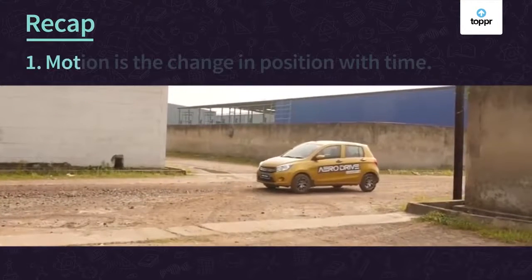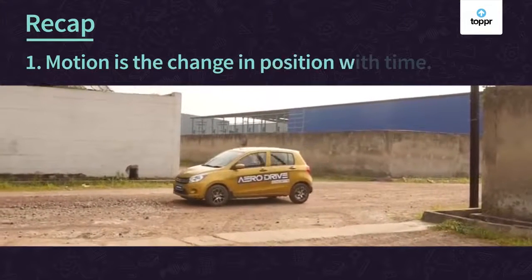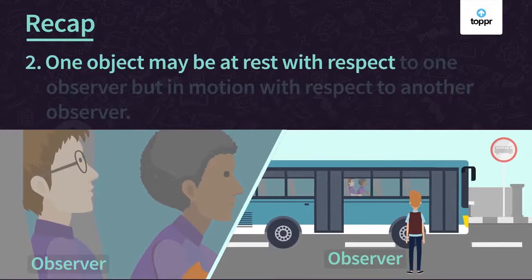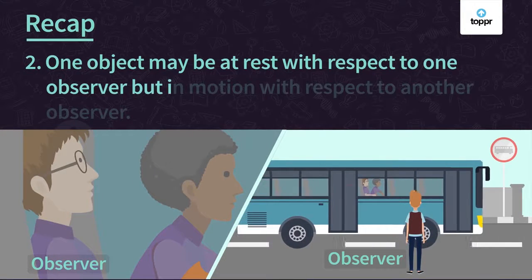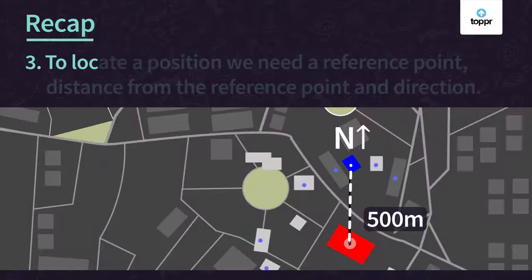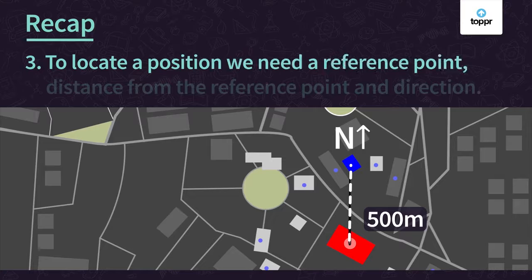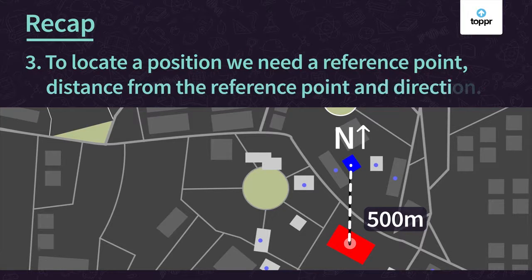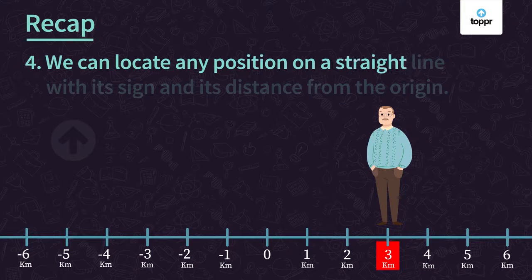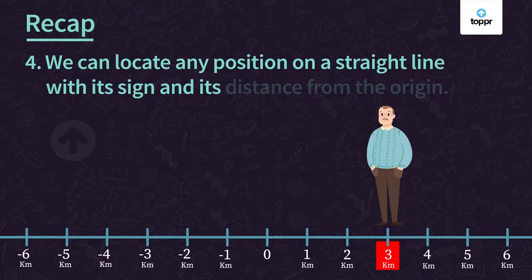We learned that motion is the change in position with time. One object may be at rest with respect to one observer, but in motion with respect to another observer. To locate a position, we need a reference point, distance from the reference point, and direction. We can locate any position on a straight line with its sign and its distance from the origin.